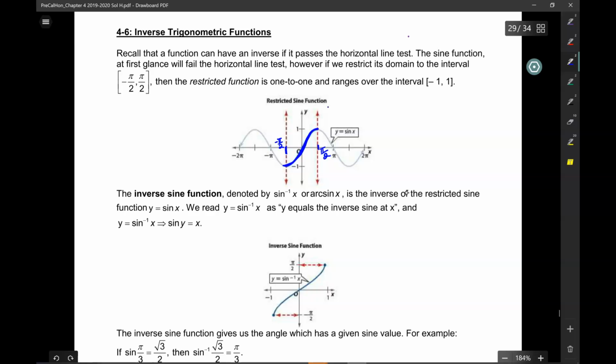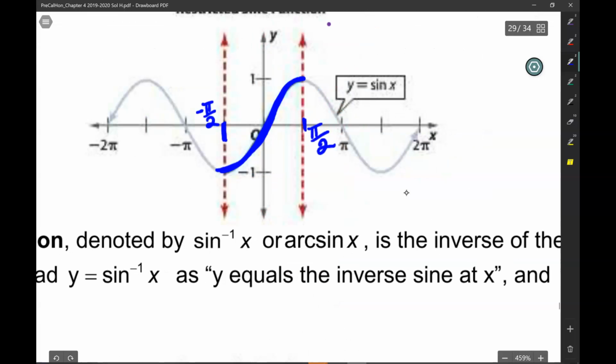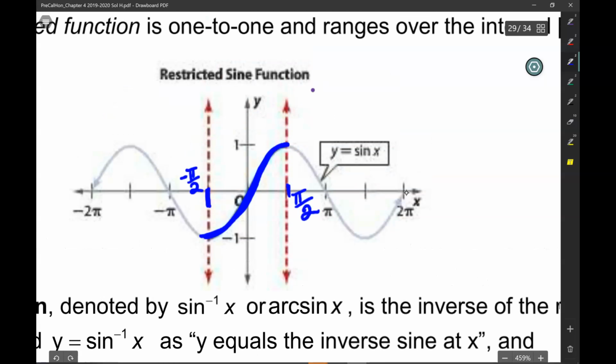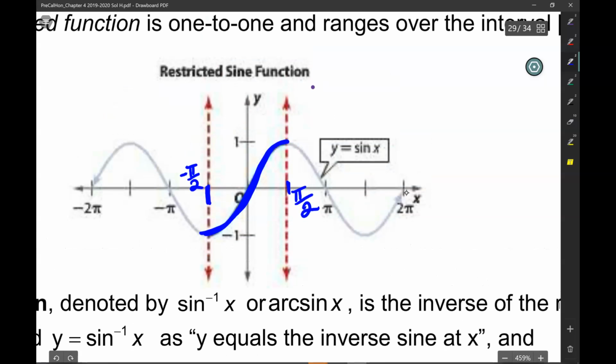Negative pi over 2 to pi over 2. We're just talking about sine of x now. You can always truncate and take a segment in order to find the inverse, but for now we're just specifying the domain for the sine.